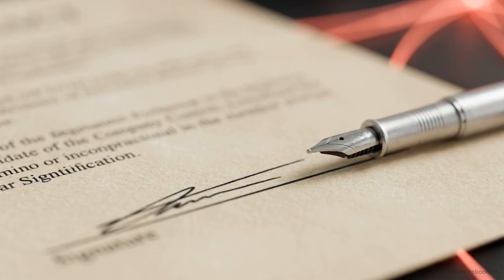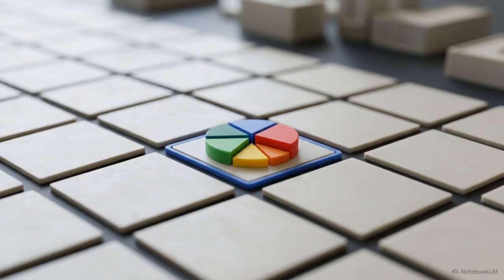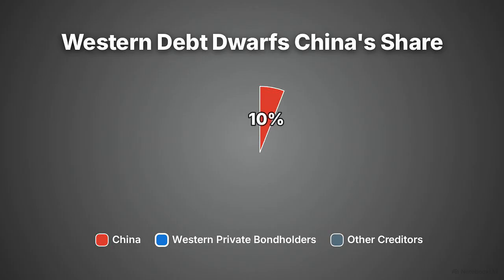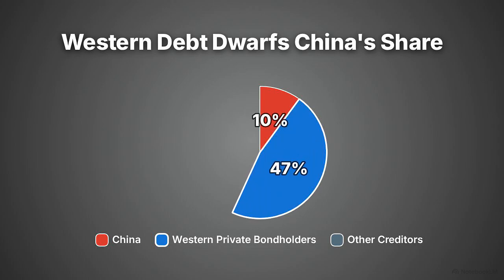Now we need to address the actual economics of the debt trap narrative. For this, we switch to Flourish to build an interactive data visualization using official World Bank figures. Select a pie chart template and input the raw data from Sri Lanka's 2022 default. Type in 10% for China's share and 47% for Western private bondholders. This pie chart shows exactly who owned the debt.